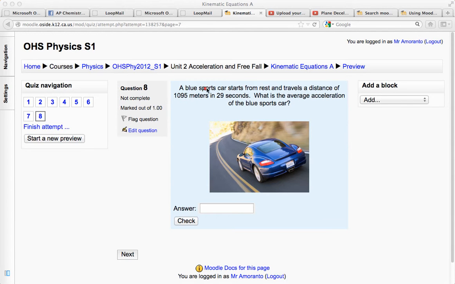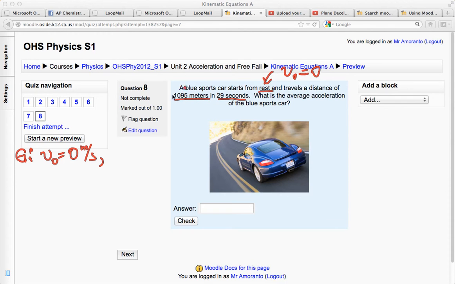So in this problem we have a blue sports car that starts from rest, and that's important, and travels a distance of 1,095 meters in 29 seconds. So when we do our given, let's write our given out over here. Our first given, of course, is that it starts from rest. Anytime it starts from rest, you need to understand that initial velocity equals 0. So we're going to write initial velocity is equal to 0 meters per second.